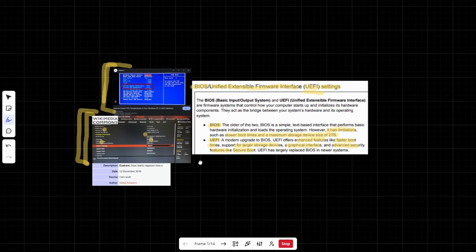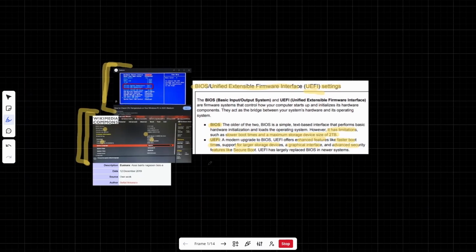So when it comes to this, we are going to need to know about the specific types of settings we can actually play around with in the BIOS or UEFI of our device. And we're going to have to really know what we can and cannot change.